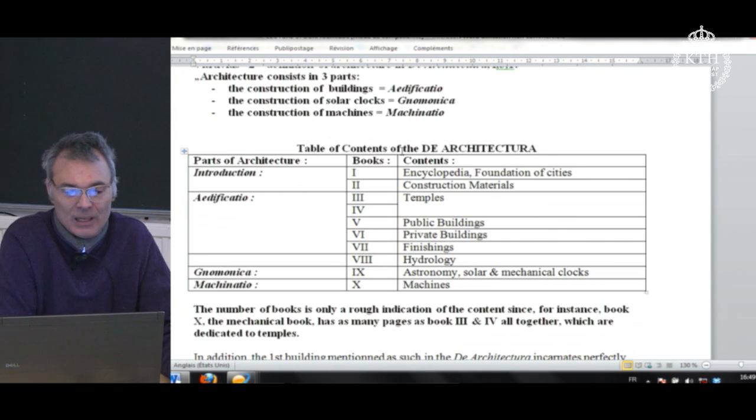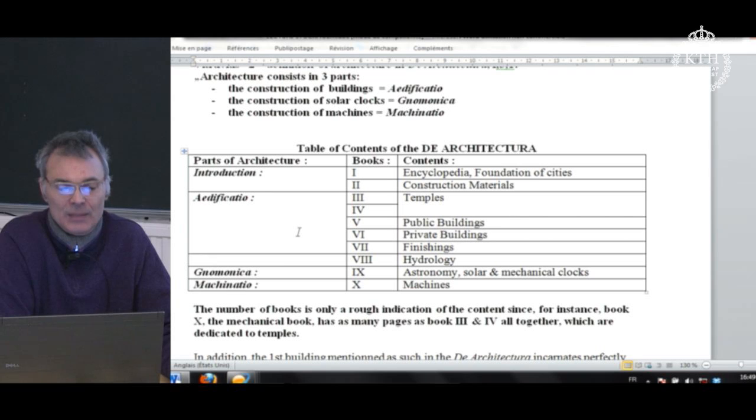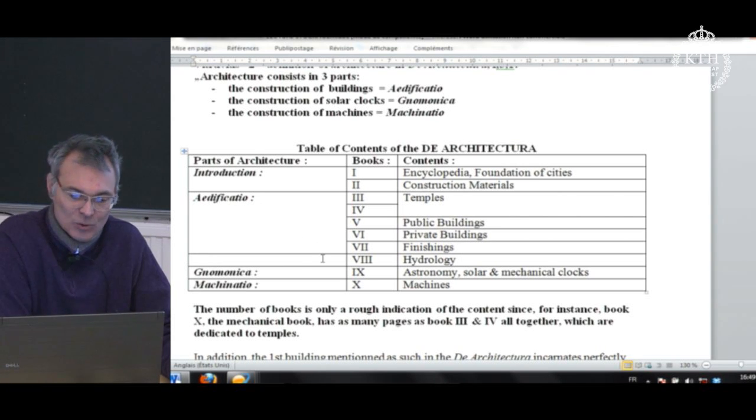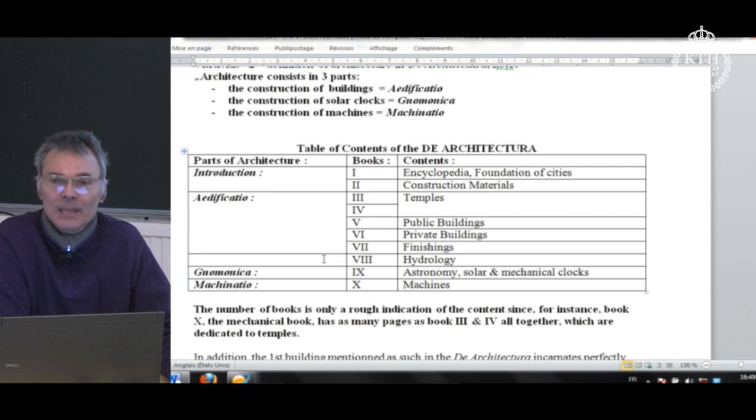And indeed, if you look at the table of contents of the De Architectura, you can consider that the first two books constitute the introduction, and then from book 3 to book 7, you have the part dedicated to edificatio, the construction of buildings. Then you have a strange book, which is book 8 about hydrology, but then book 9 is dedicated to gnomonica, and book 10 to machinatio.